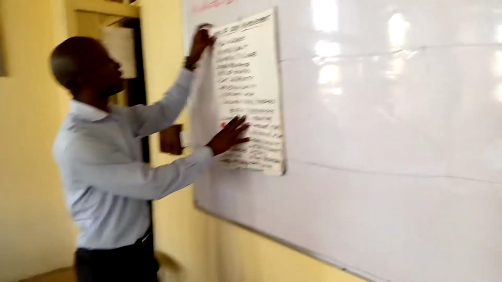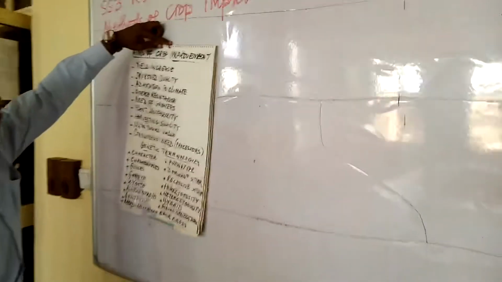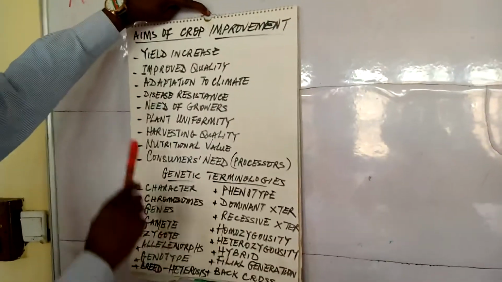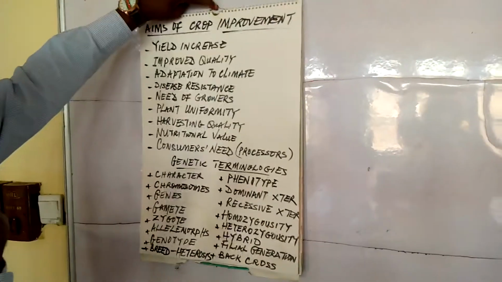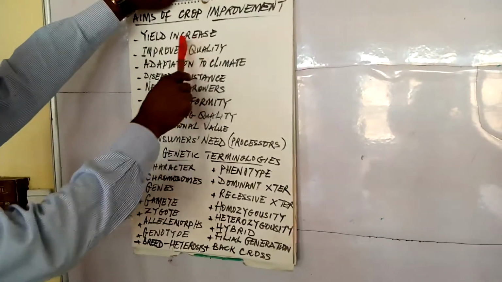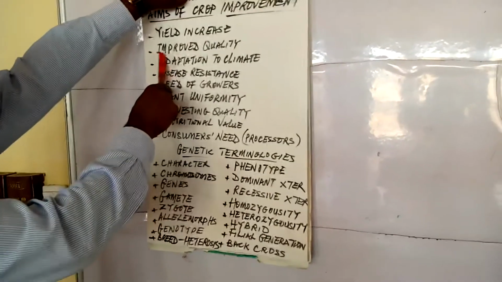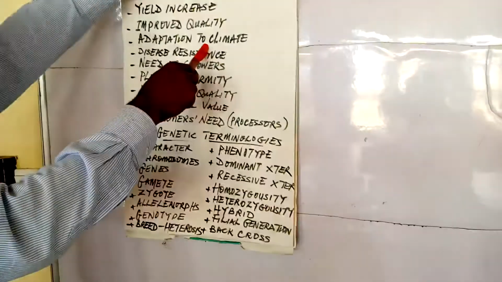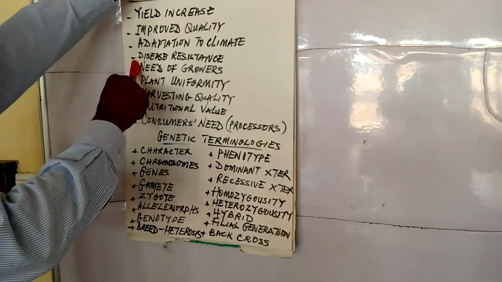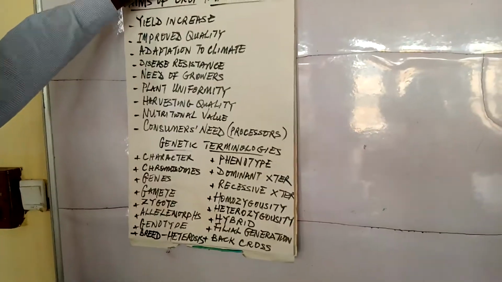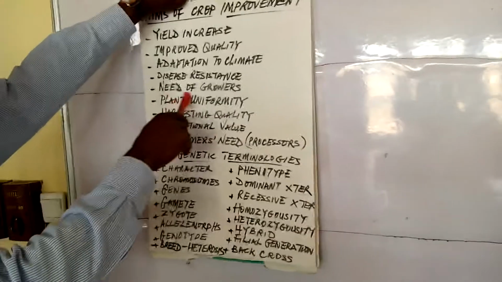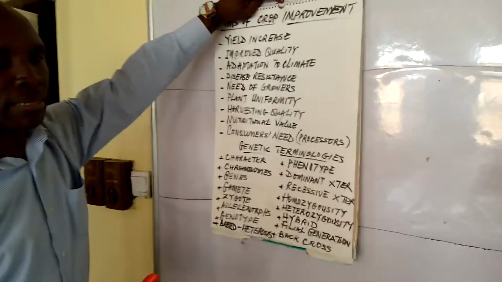Now, what are the aims of crop improvement? Number one, what is the aim of carrying out crop improvement? Number one is to increase the yield of the crop. Number two is to improve the quality of the crop. Number three is to produce crops that can adapt to adverse climatic conditions. Number four is to produce crops that can be resistant to pests and diseases. Number five is to produce crops that meet the needs of growers.